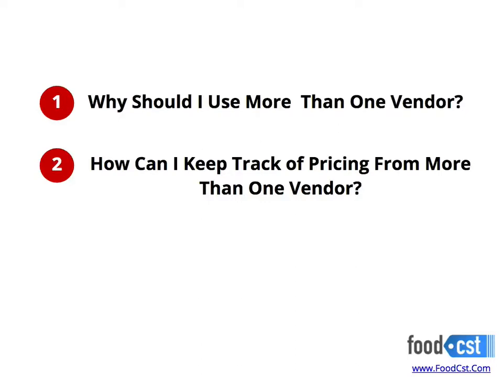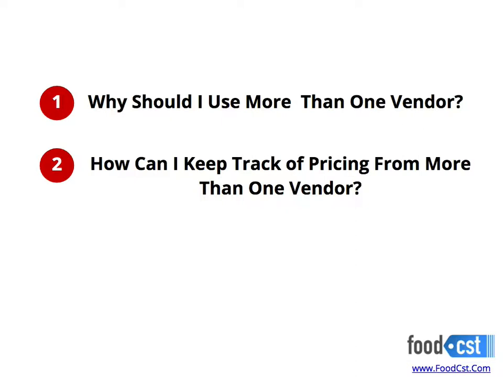We get asked a couple questions all the time that really aren't software questions. They're more operational questions in general for restaurants or for caterers. And those two questions are, why should I use more than one vendor? I already have a supplier of food. What does it matter if I have more than one supplier? That seems like that would be confusing.